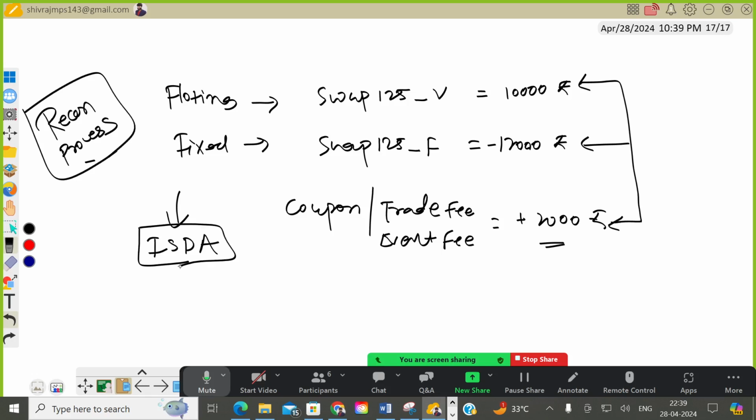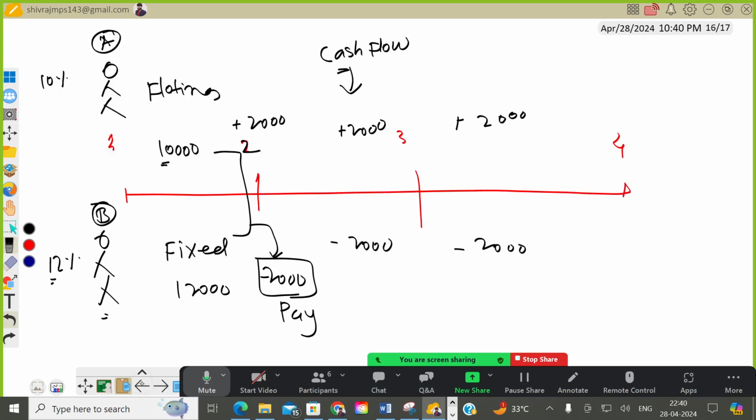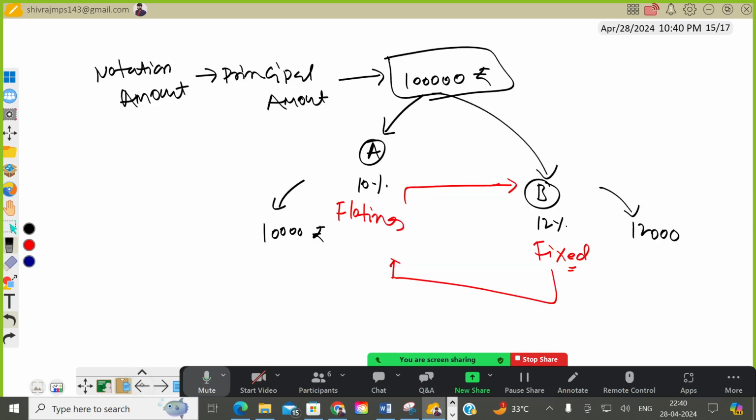ISDA means International Swaps and Derivatives Framework, right? So the master agreement defines standard terms, it means settlement, cash flow, and everything that comes in the standard terms. Apart from that, master agreements also define credit support of counterparties, right? And then also confirmation, definitions, and credit support agreements of counterparties. So that defines it.